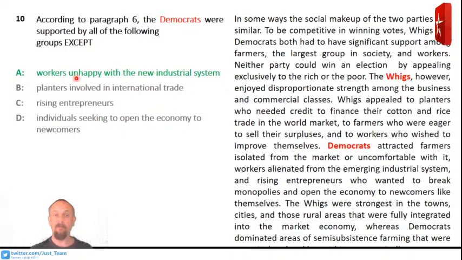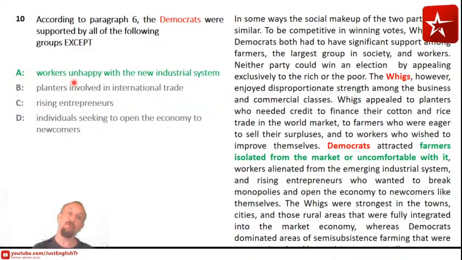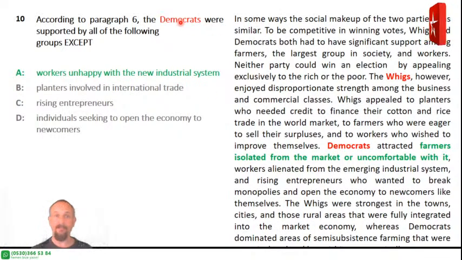Let's go to A. Workers unhappy with the new industrial system. Now, let's try and find that information here. I'm going to find it for you because we're running low on time. But it's actually down here. Attracted farmers are isolated for the market or uncomfortable with it. If you're uncomfortable with something, then you're also unhappy with something too. So A is actually in the passage and it's related to Democrats. Yani, it's not the correct answer. We're looking for the information which is not present in the passage or incorrect in the passage.